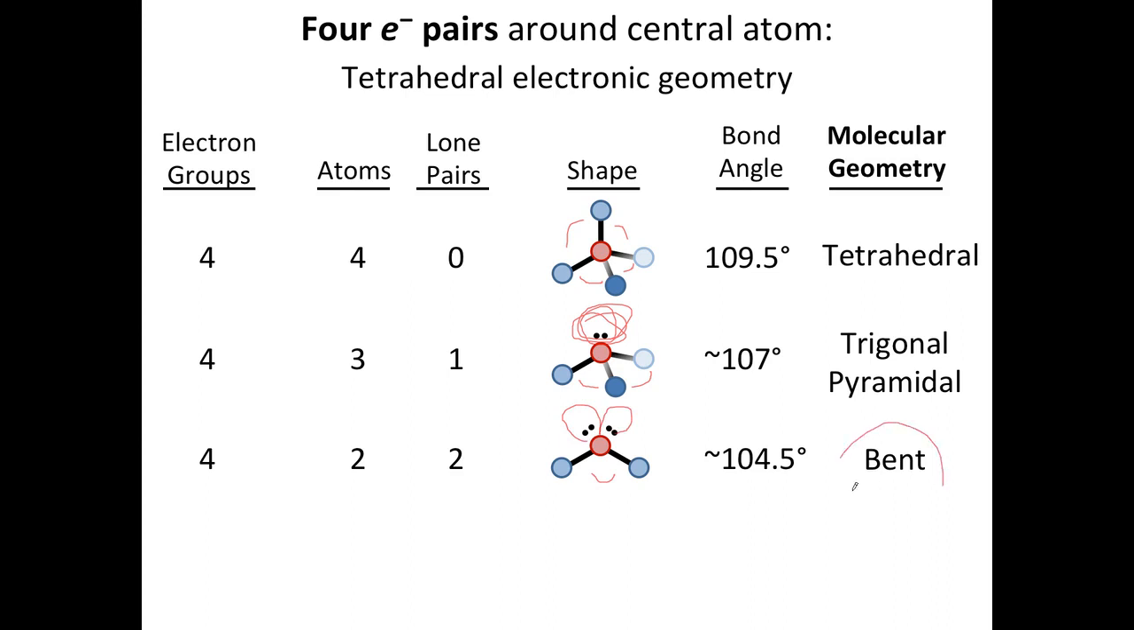Notice we have bent twice. There's the 120 degree bent and the 109.5 degree bent. Well, really less than 120 and less than 109.5. That just depends on how many lone pairs you have. 2 lone pairs, tetrahedral electronic geometry, still bent. 1 lone pair, trigonal planar electronic geometry, still bent.